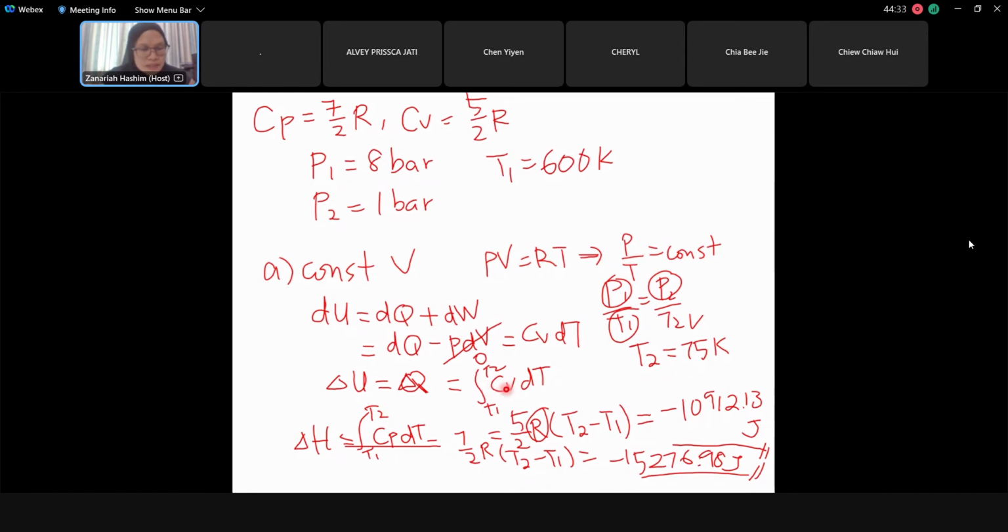Put it in here. Cv is given, Cv is 5 over 2R. So just substitute 5 over 2 R times T2 minus T1. This is the answer for delta U and also Q: negative 10912.13 joule. For delta H, you get it from the equation, the integration of Cp times dT. So you just substitute Cp as 7 over 2R times T2 minus T1, and you get negative 15276.98 joule.